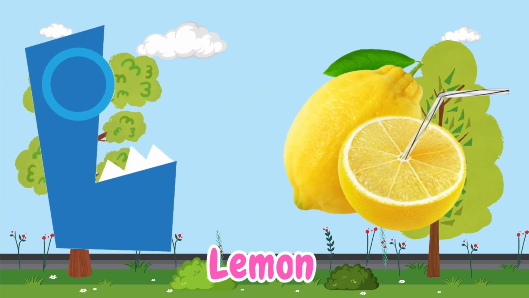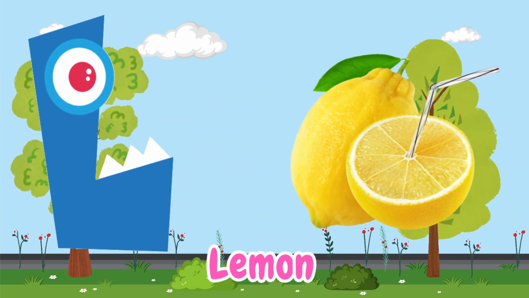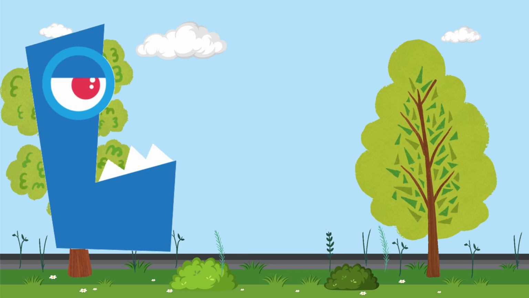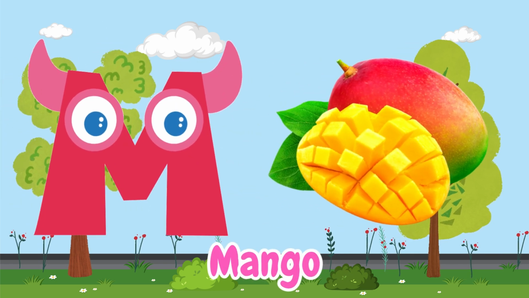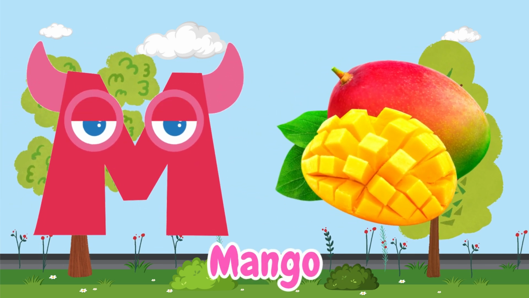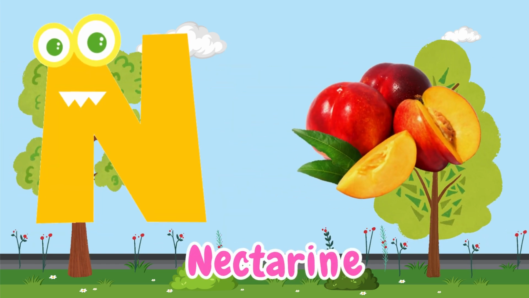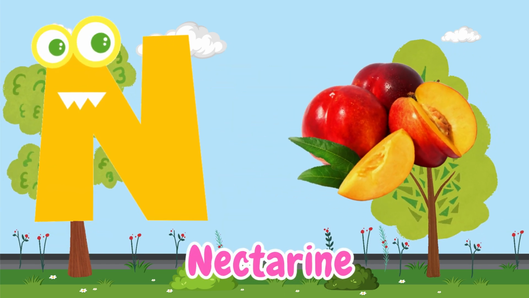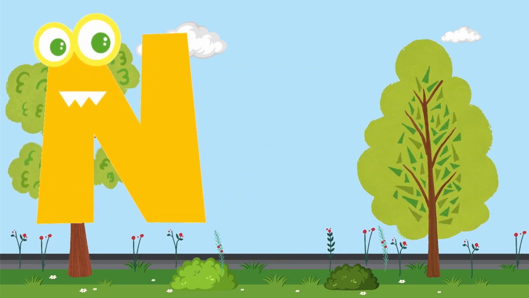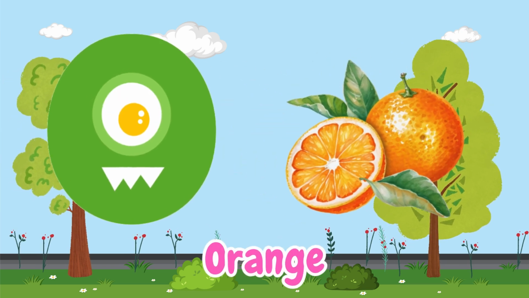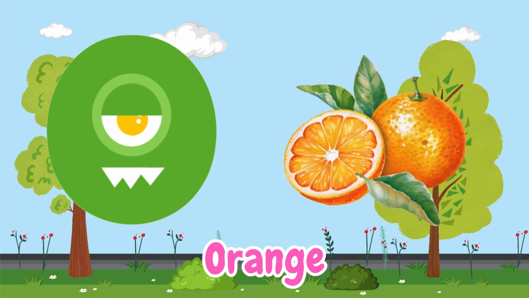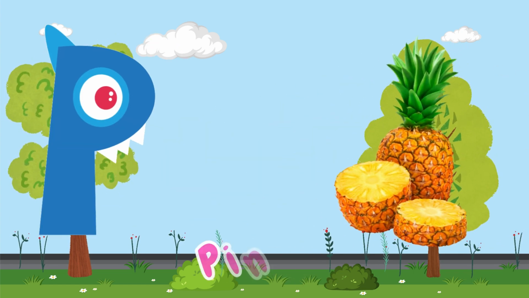L is for lemon. M is for mango. N is for nectarine. O is for orange.